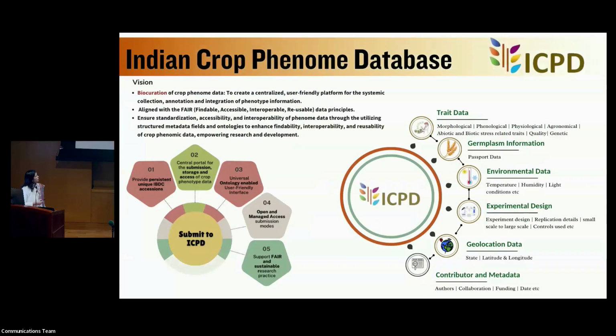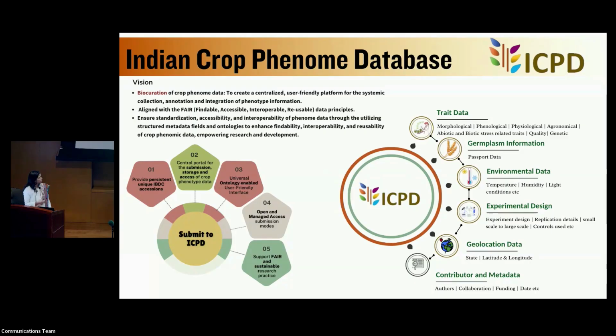So with the Indian Crop Phenome Database, we are initiating a process to structure this agriculture data generated in Indian labs, and we provide persistent IBDC accessions. We will try to make it a central portal for the submission, storage, and access of crop phenotype data. We use an ontology-based, very simplified, user-friendly interface, and currently we are giving two access options for users: open and managed access. In this way, we are trying to support FAIR and sustainable phenotype data.